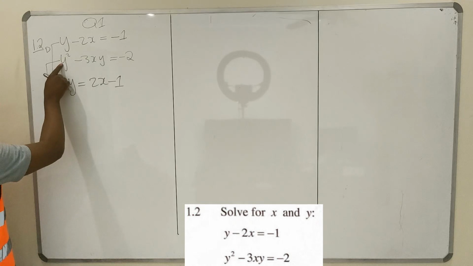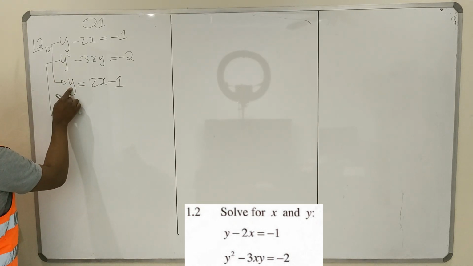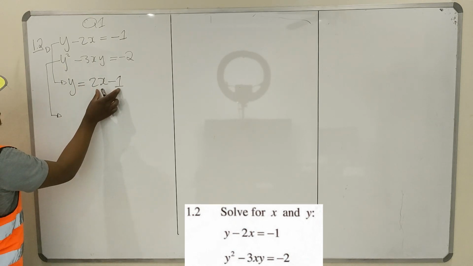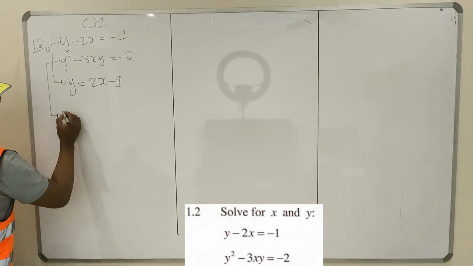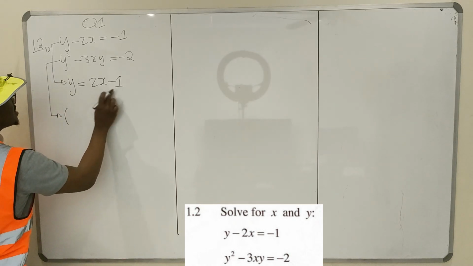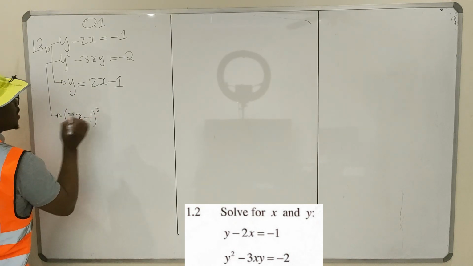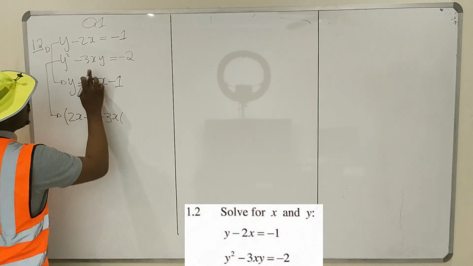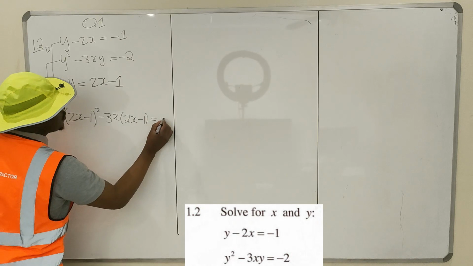On the second one, when you see your y, you substitute this thing because this thing is equal to y. This is y, which you substitute with 2x minus 1. So you have y squared. What do you substitute? Bracket. Substitute this thing because this is equal to y. So you have 2x minus 1 all squared. This is your y squared. Minus 3x y. What is y? It's 2x minus 1, is equal to minus 2.